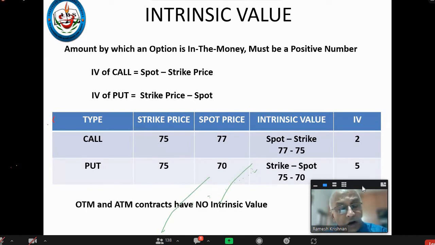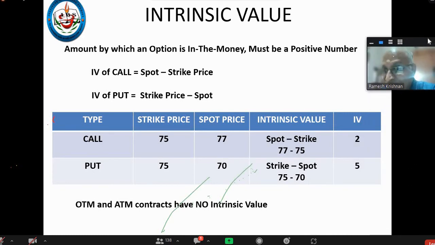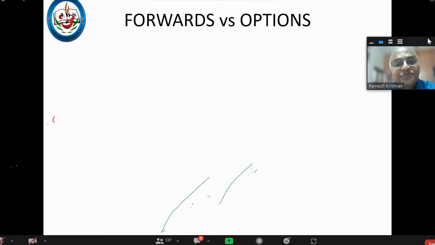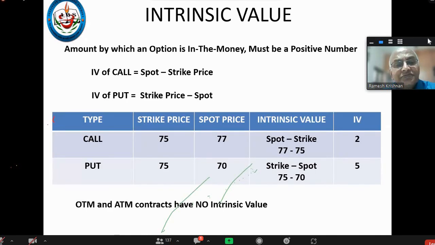Now, for a call, if spot is 70 and strike is 75, then there is no value. It is out of the money. Out of the money contracts and at the money contracts have no intrinsic value. Good question, that is what is answered here. Intrinsic value is there only for an in the money contract, and it should be positive. Beautiful, so you understood. So only positive values are exercised and negative ones expire. Am I right, sir?